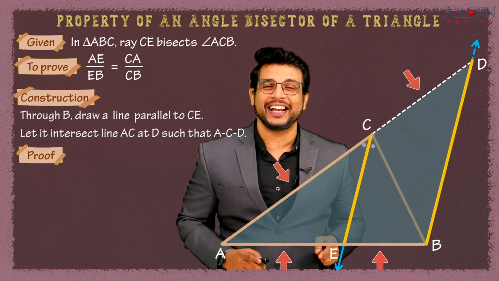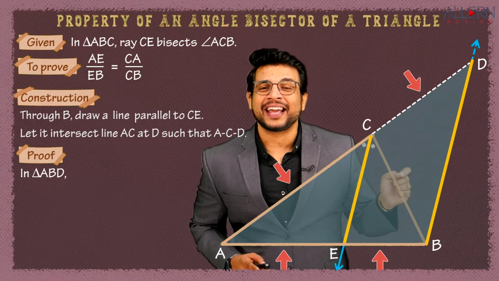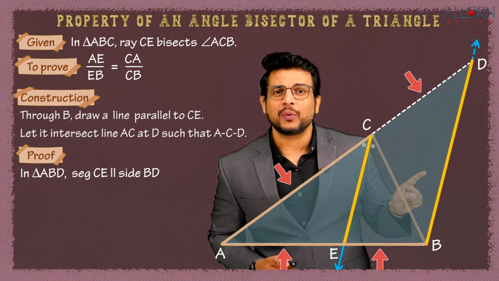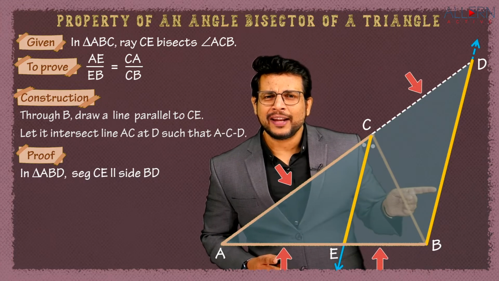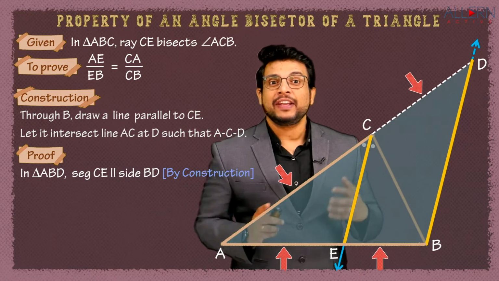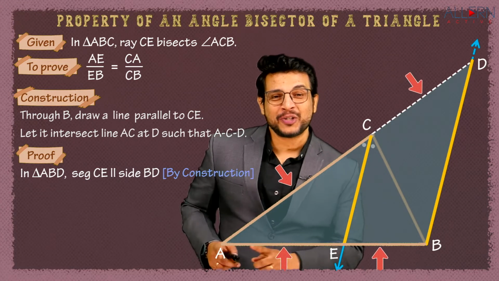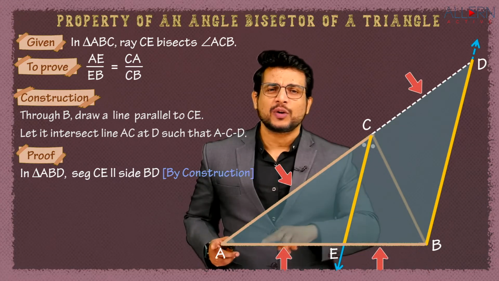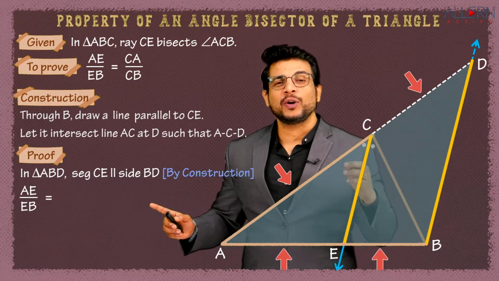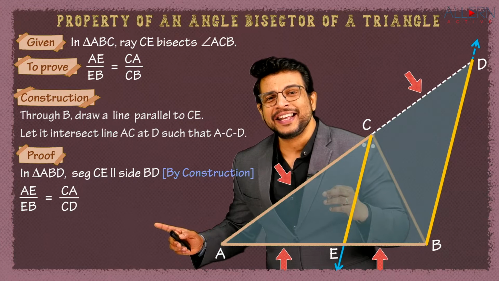In this triangle, we have a line parallel to a side. So we write, in triangle ABD, we have CE parallel to BD. Where did we get this? Because of construction, so do write the reason there. And because of that, we get the ratios equal. Which one? AE upon EB is equal to AC upon CD. Let's write that.